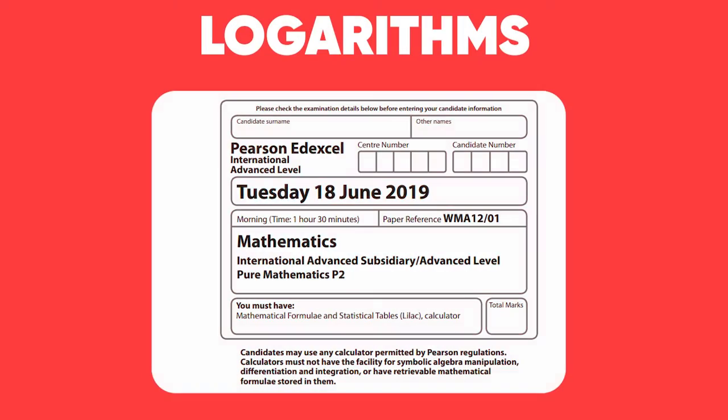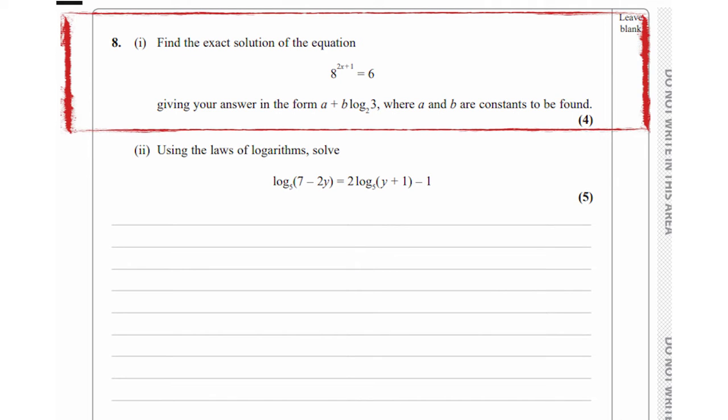Today I shall be discussing a question from the June 2019 P2 paper. It's question 8 and it's based on logarithms. Let's have a look at the first part of the question. We have to solve 8 to the power 2x plus 1 equals 6.